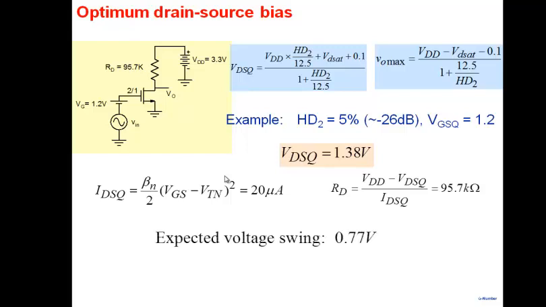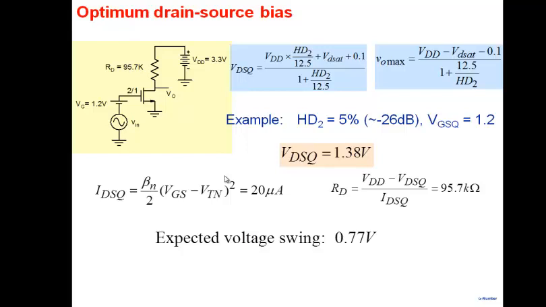Expected swing is only 0.77 volt. Right? So remember the last example? The last example that we saw, what was the swing that we said? That we could get 1.4 volt swing. Now I'm saying with 5% distortion, all that I can hope for is 0.77. That's all. And if you make the distortion even lower, your expected swing will be even lower.